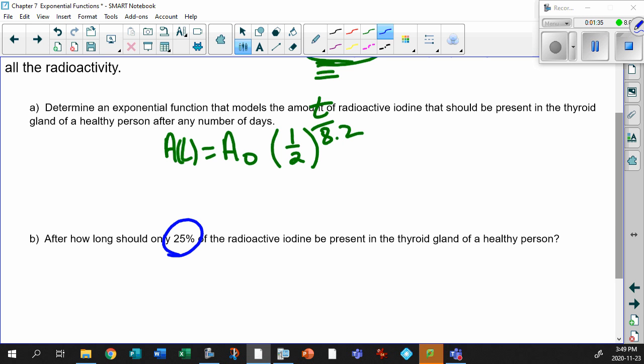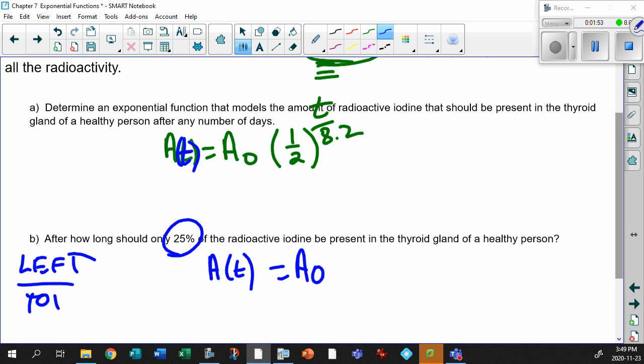Think about it. If you've got your A_T here, okay, this is your total amount after all of the decaying. Here's the total amount that you started with. Isn't percent based on how much you have left over the original total? Yeah, so watch this. Here's the rest of the formula, (1/2)^(t/8.2), but check this out. Divide this by A naught.